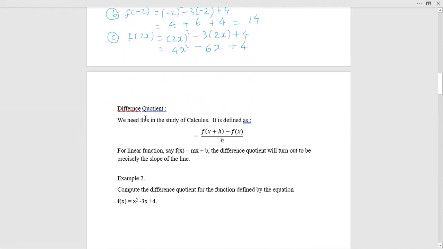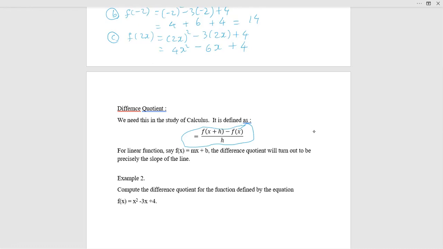Okay, the next topic is difference quotient. The difference quotient is this here. Just looking at this, you may wonder why we are calculating this or why we are especially interested in this. Because we need this in calculus within this semester. Before long, we're going to use this.